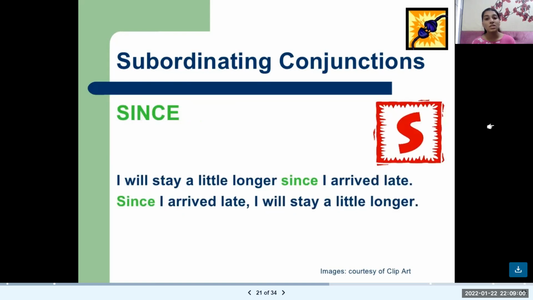Now, for the word WASABI, S stands for since. Now let us see the example and understand how it is used. I will stay a little longer since I arrived late.